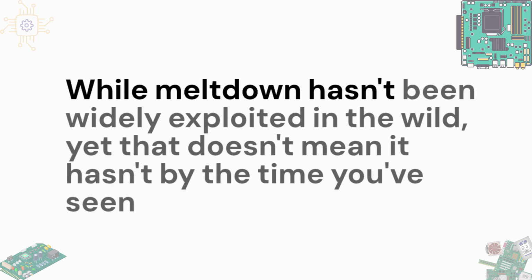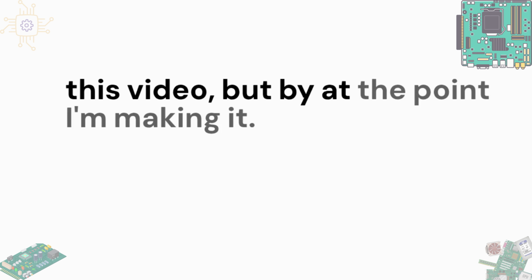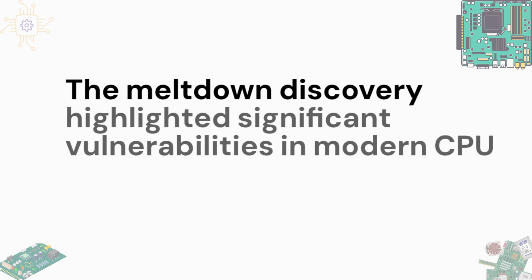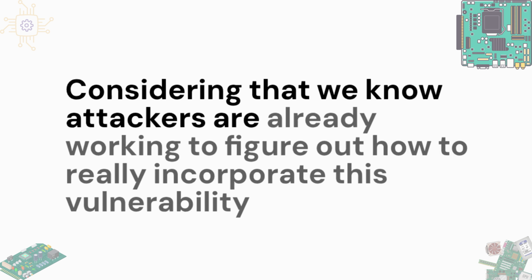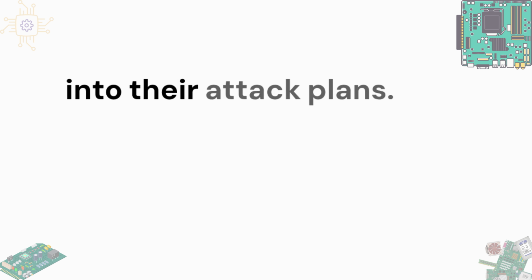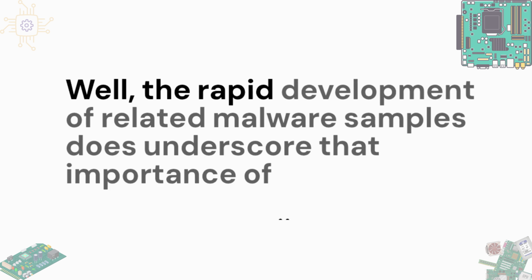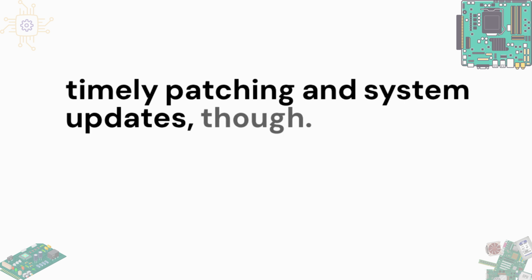While Meltdown hasn't been widely exploited in the wild yet, that doesn't mean it hasn't been by the time you've seen this video. At the point I'm making it, the Meltdown discovery highlighted significant vulnerabilities in modern CPU architecture. And we can expect attempts are going to happen, considering that we know attackers are already working to figure out how to incorporate this vulnerability into their attack plans. The rapid development of related malware samples does underscore the importance of timely patching and system updates, though.